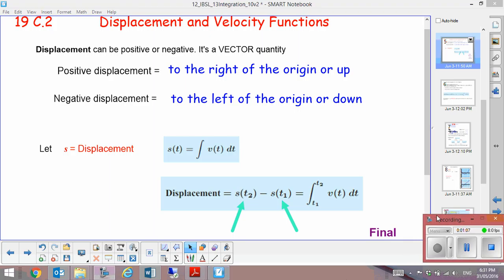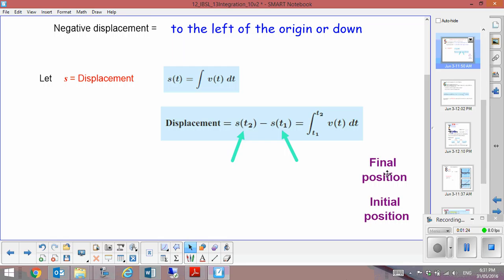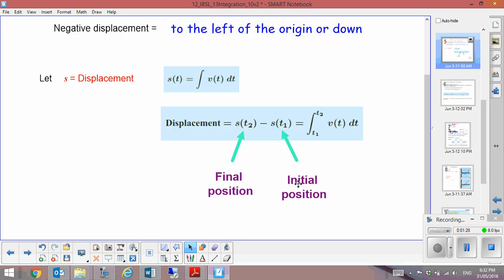So if we're integrating and we want displacement, we want to get the change of position. So displacement is different to distance travelled. Distance travelled is how far the particle or whoever it is moving has gone overall. Displacement is just simply saying what's the change of position. So what's the final position minus the initial position.